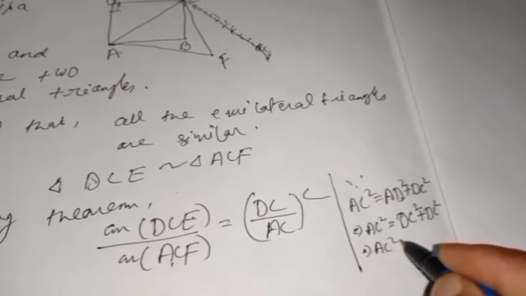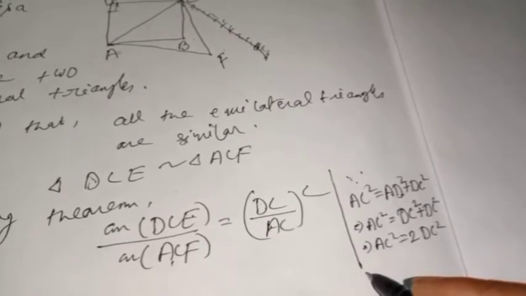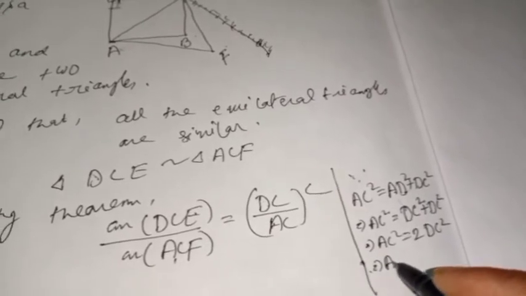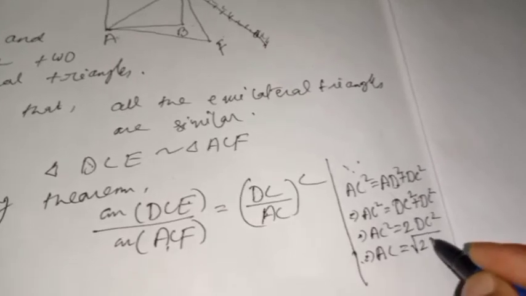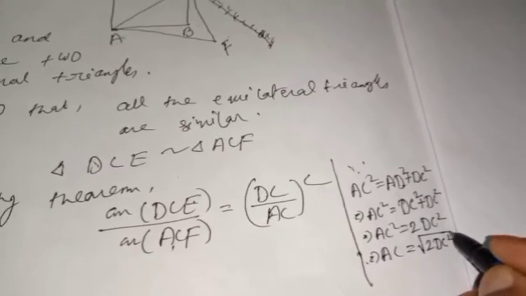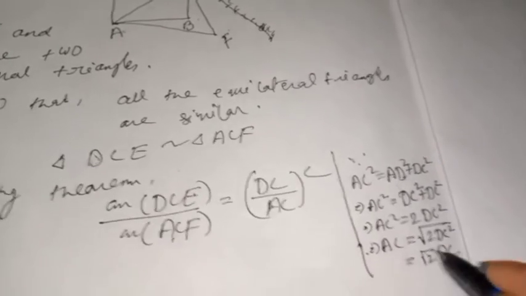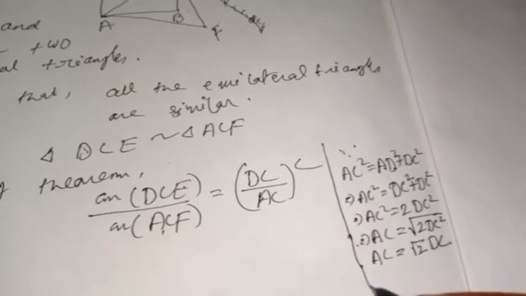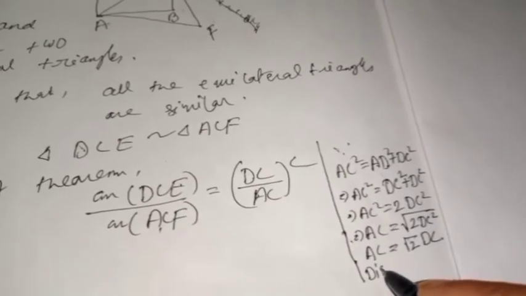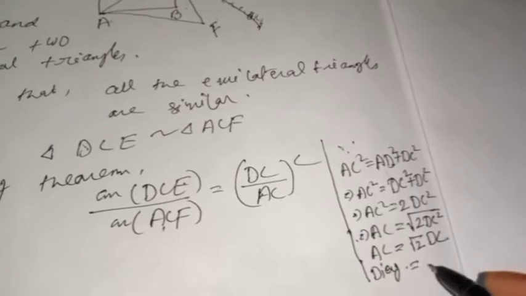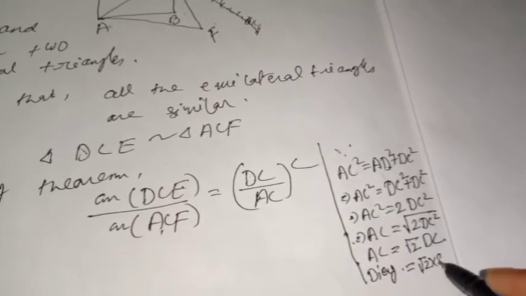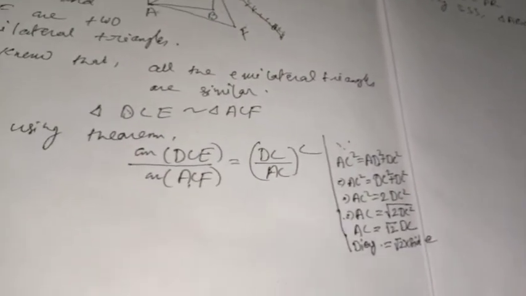Then AC square equals 2 DC square. If you take out the square on the left hand side, then you will get root over 2 DC square. DC has a square, so you can take out this square. Therefore we got AC equal to root 2 DC. That means AC is the diagonal, so the diagonal is equal to root 2 into the side. In the case of any square, the diagonal is equal to root 2 into side.